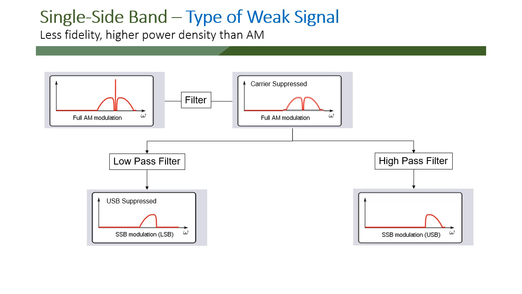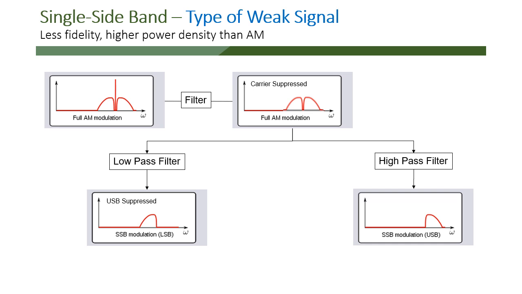So again, single sideband, like I mentioned before, is one type of weak signal work, and it has less fidelity and higher power density than amplitude modulation. So single sideband has less fidelity. If you're trying to reproduce very rich voice, for example, it's not going to be as rich as if it had the other sideband with it, but it's good enough. And, as you'll see in a second, because of the way it's designed, it's going to have a higher power density than AM.